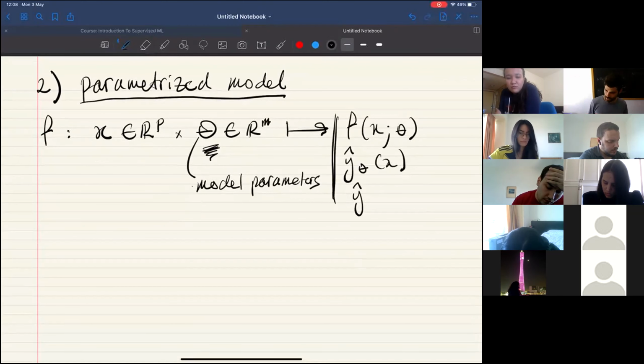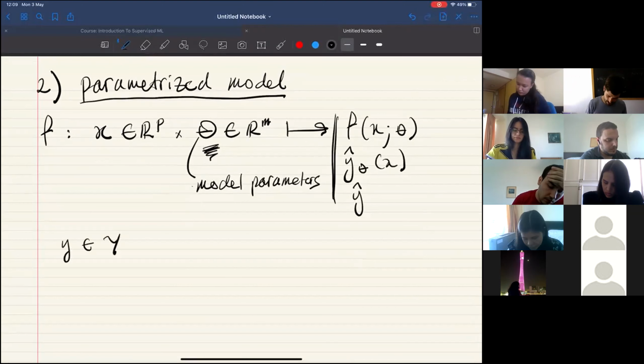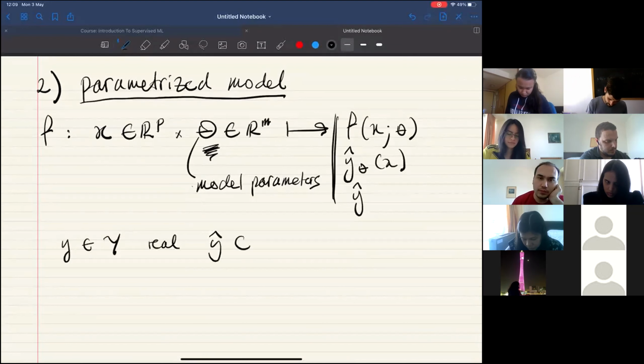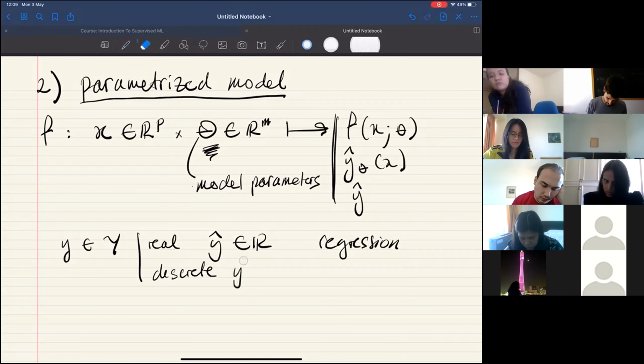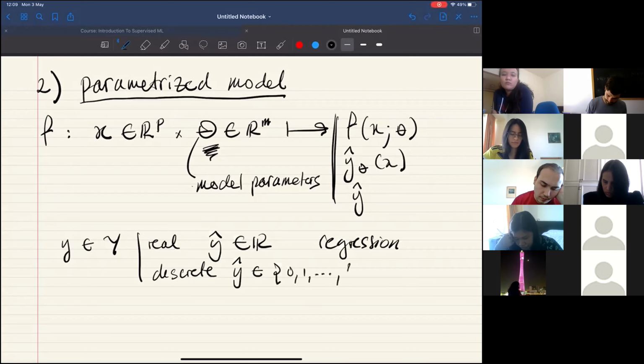Okay. So again, let me just say for the last time, if y belongs to an alphabet which is real, which means that the outputs are real numbers, we talk about regression. And if instead it's discrete, so the prediction y hat belongs to a certain discrete set, then we talk about classification.